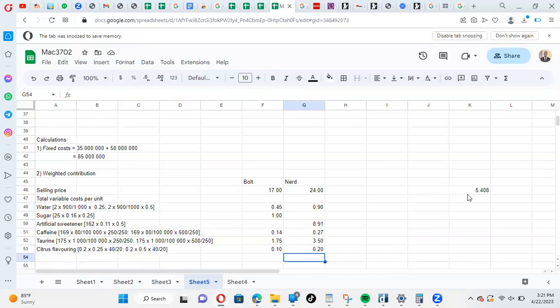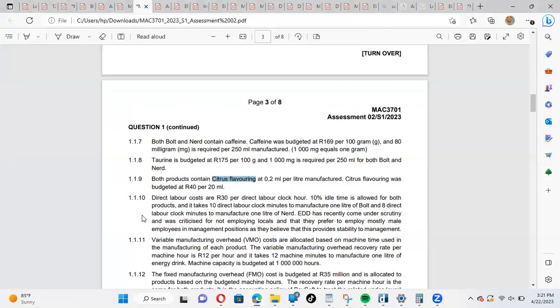Are we getting the same amounts? Yes. All right. Right. So we are done with that now. Direct labor costs.